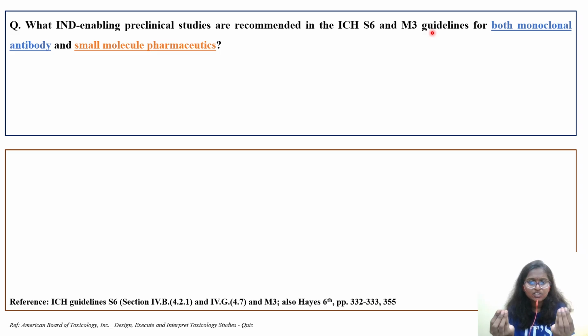ICH S6 is for biotechnology derived products. By mixing these two guidelines, they're asking about both monoclonal antibodies and small molecule pharmaceuticals. What are the common studies taken for both types of guidelines? So you see, reading one single guideline is also not enough.